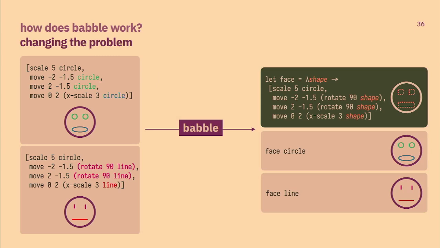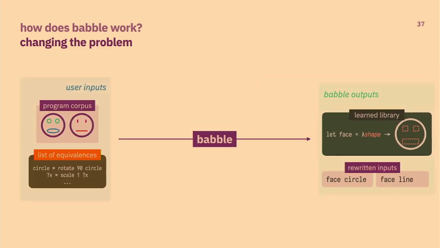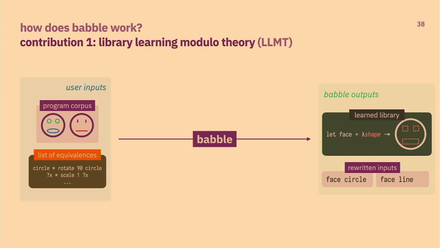Before, the only input that the user passed in was a corpus of programs to perform library learning on. But now we also ask the user to provide an additional input, a list of equivalences that tell the computer how terms can be rewritten, that codify intuitions and symmetries like circles are rotationally symmetric and scaling an image by 1 results in the same image. This reframing of the problem is our first contribution, and we call it library learning modulo theory, or LLMT for short.